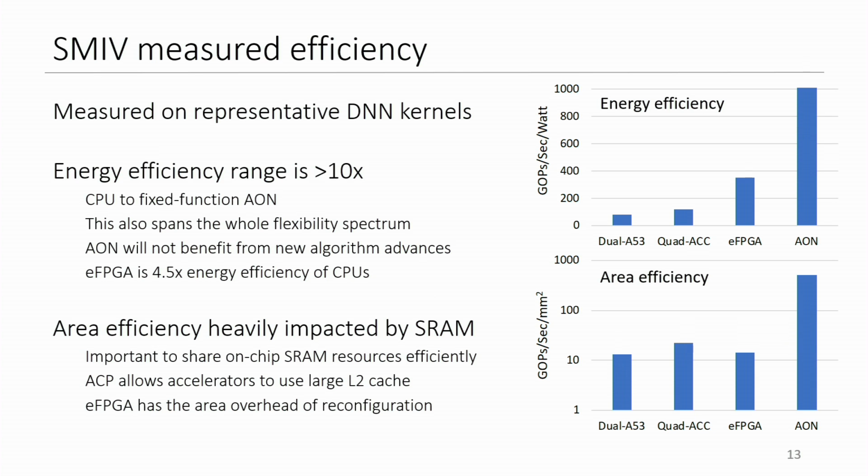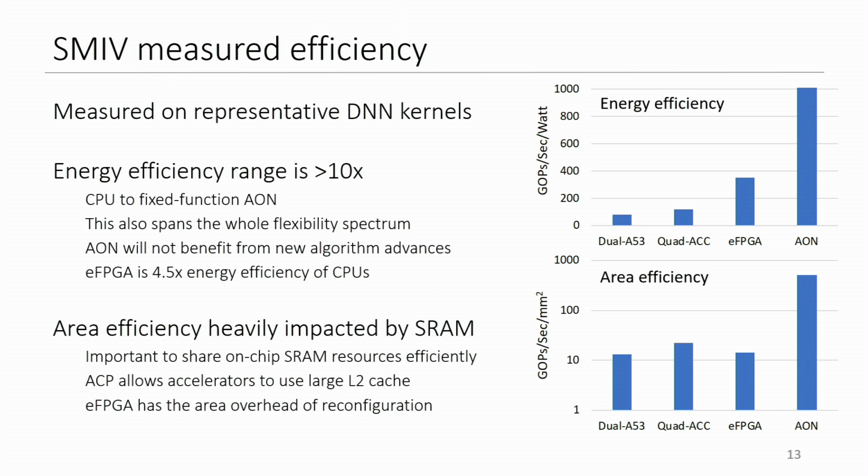Okay, and then the area efficiency is kind of even harder to quantify and compare fairly, I think. It's pretty heavily impacted by the amount of SRAM in the design, and it's quite hard to sort of slice these things up. But it does sort of emphasize that it's pretty important to kind of share on-chip SRAM resources as best we can. And again, especially embedded where the cost of silicon area is very high. And again, ACP is really interesting in that regard because it allows accelerators to use large SRAM resources like L2 caches.